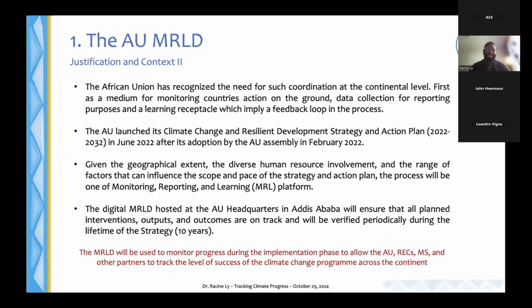Here, for example, I can mention the CAADP Biennial Review, the electronic biennial review, which is the platform that has been built to measure countries' progress when it comes to the Comprehensive Africa Agriculture Development Programme. This is the same schema that we would like to replicate here when it comes to climate, and in particular for the monitoring, reporting, and learning platform. The MRLD will be hosted at the African Union headquarters in Addis Ababa, and will ensure different aspects, for example, planning intervention outputs, but also being able to derive from the data strategies for resource mobilization as well.